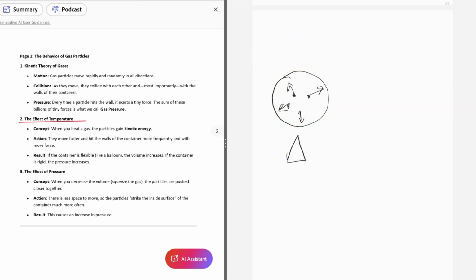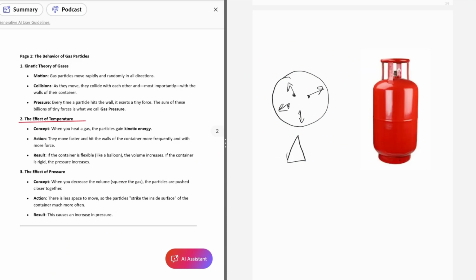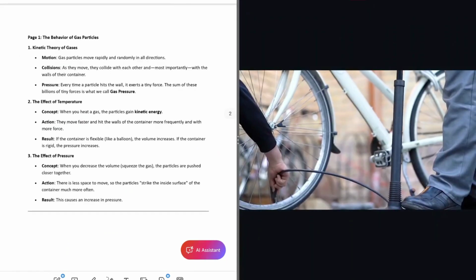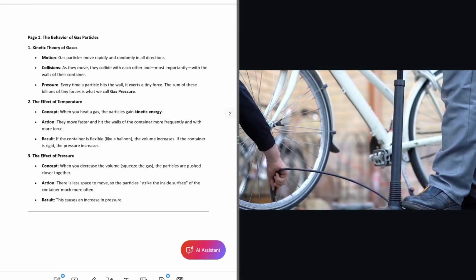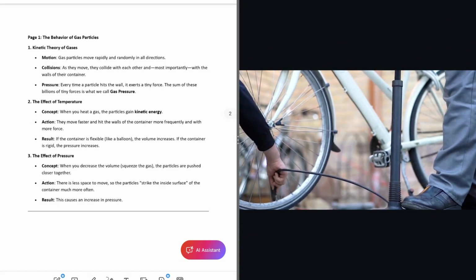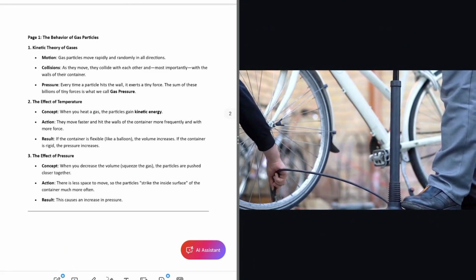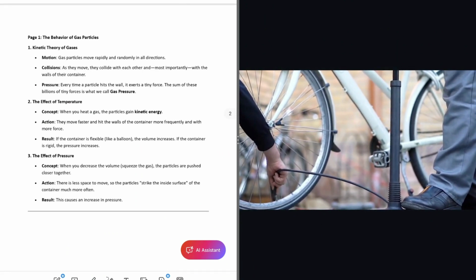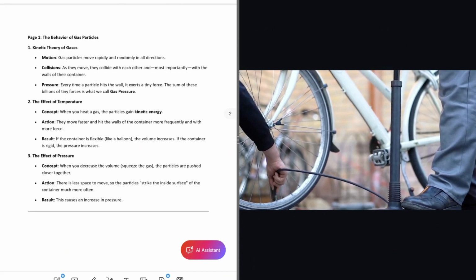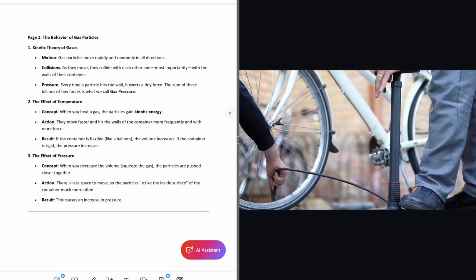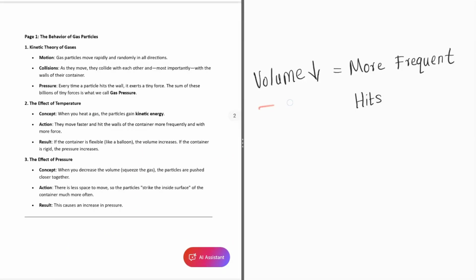But what if the container is rigid like a cylinder? The volume would remain the same, but the pressure would increase. Like when you push a bicycle pump down, those particles get cramped. They have less running room, so they hit the walls much more often. Result? The pressure goes way up. It's just simple math. Less space equals more collisions. When you decrease the volume, more frequent hits. This causes an increase in pressure.